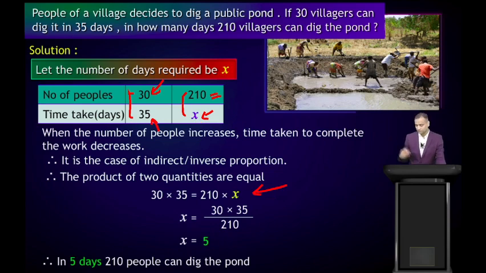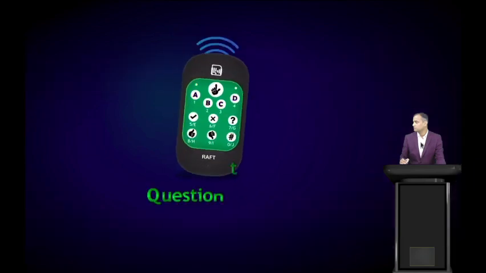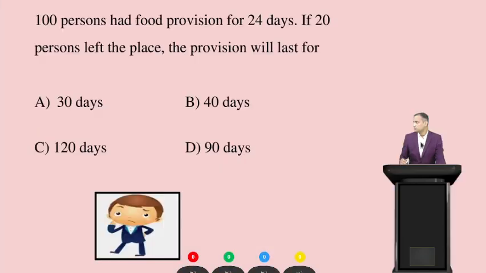Okay, so now let's see the next one. Oh, it's a question. So use your notebook and draft and give the answer to this question. 100% had food provision for 24 days. If 20% left the place, the provision will last. And your time starts now.